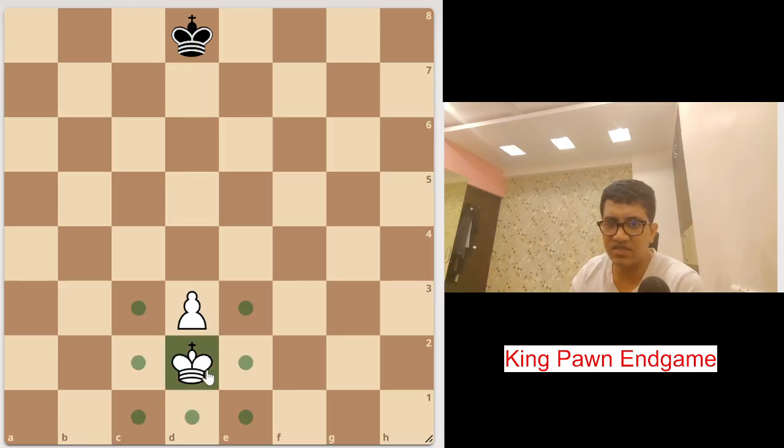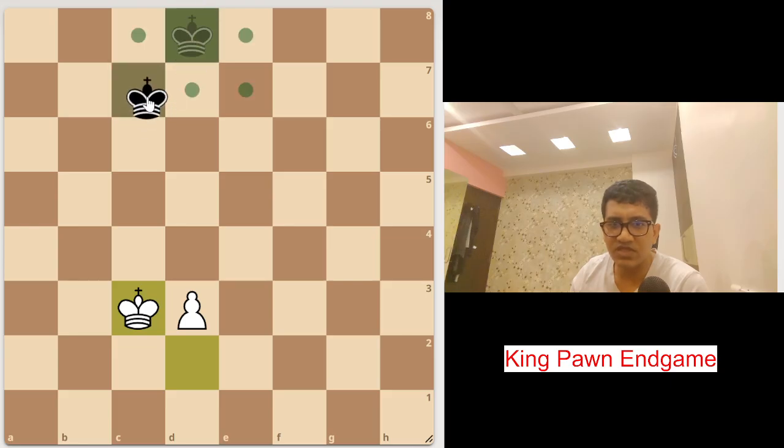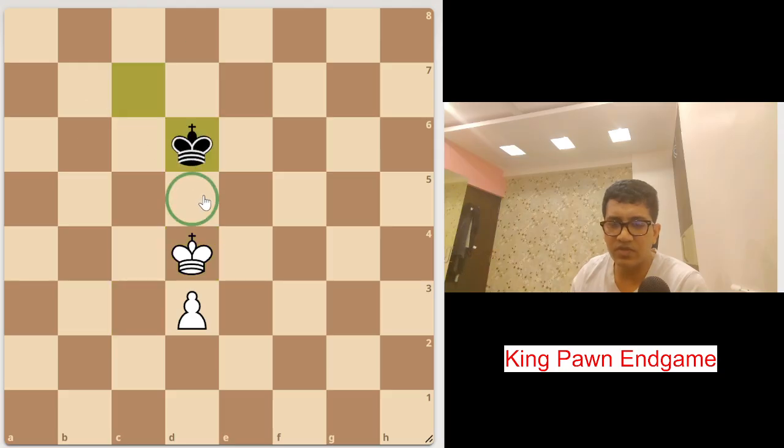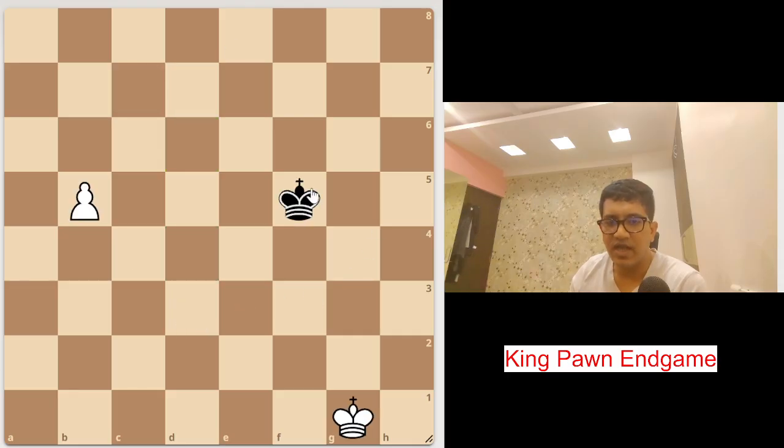Let's see how he maintains the draw. So it's better to move it here because of this distant opposition. He won't allow you to penetrate here. Now wherever you go, he will simply maintain the opposition and bring the king here, and then it's a draw game. Let's see another position and another idea.